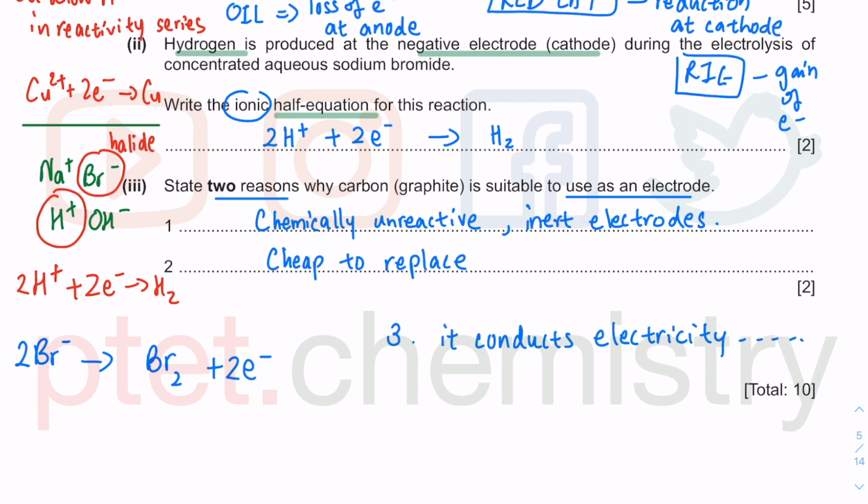And we don't want to use metals. This is probably why I put this as reason number 3. It is not a very good reason, because you could have used any other metal like platinum. But then, of course, graphite is a lot cheaper than platinum, which is a precious metal. So it is cheap, not just to replace, but also to use on its own. It's cheaper than platinum, for instance. That's it really, overall, for this 10 marks question on electrolysis.